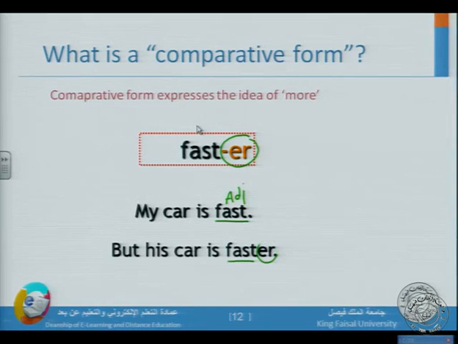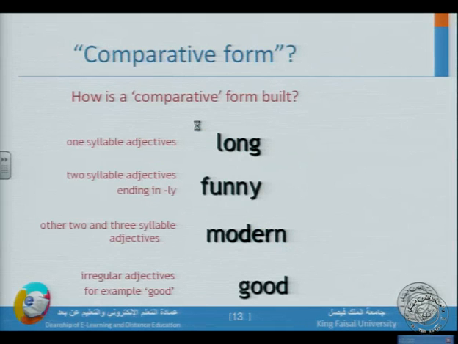Okay, let's move on and we will take more examples. Look at this. How is a comparative form built? كيف ممكن تتشكل عنا comparative form of an adjective or of adverb? The same rules. They have the same rules.